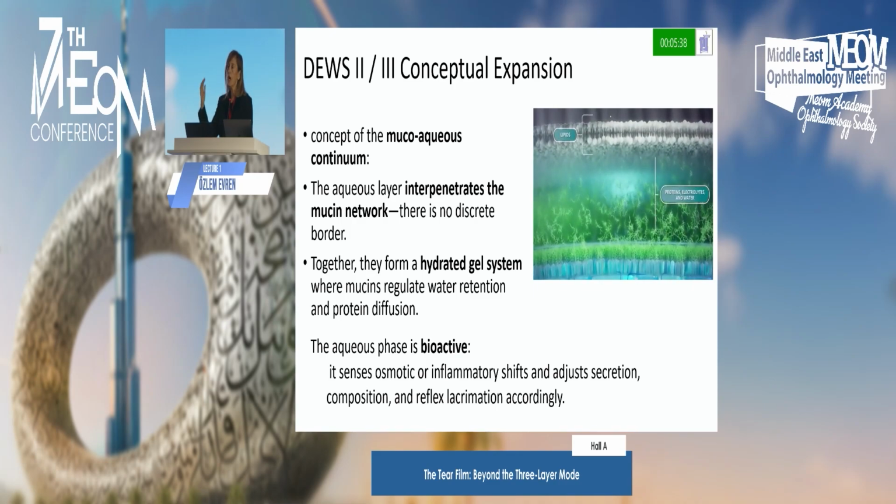And so we are now referring to the mucoaqueous layer as a continuum. So we are not having 3 layers, we are now having 2 layers of the tear film. The aqueous layer interpenetrates the mucin network, so there is no discrete border. And together they form a hydrated gel system so that they can retain water. And it is bioactive, and it reacts to osmotic and inflammatory changes. It sends signals to the lacrimal gland that it needs more hydration.